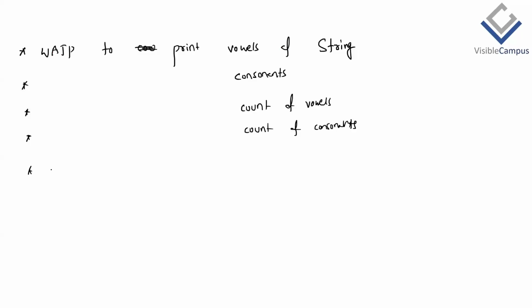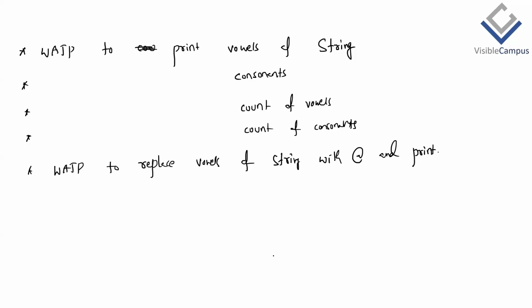Then followed by, write a program to replace vowels of a string with @ and print. Possible or not possible? Possible. Wherever there is a vowel, print @ as output. If it is not a vowel, then print whatever is there. So all these things can be done. Shall we discuss any questions, or will you do it? Yes, you will do it.